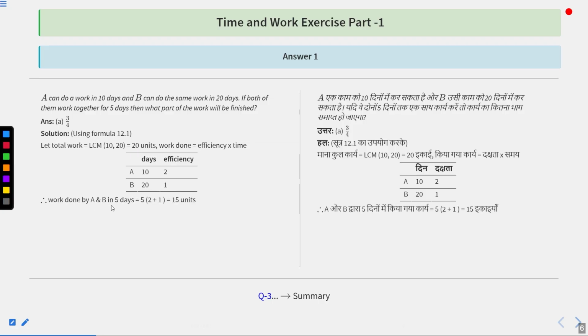Now for 5 days A and B work together. That means they will do how much work? 5, that is number of days, into the efficiency of both, 2 plus 1, 3, that is 15 units. So how much part is finished? Total was 20 and 15 units is finished. That means 15 upon 20, or we can say 3 upon 4th part is finished. So option number A was the right answer.